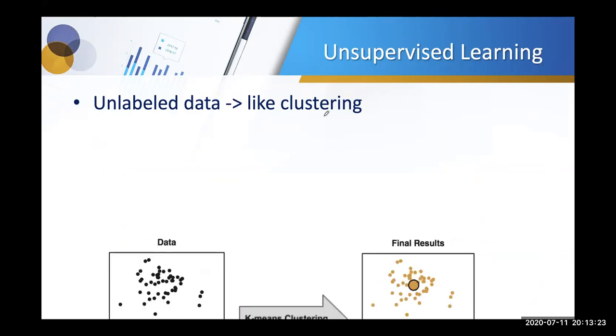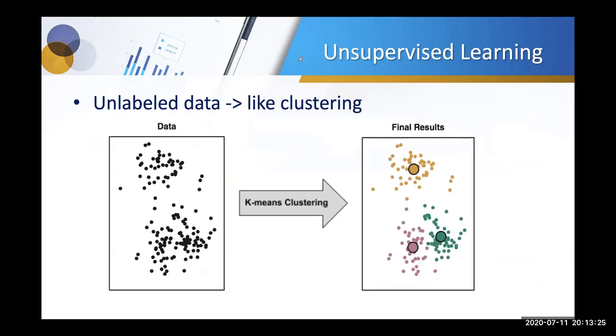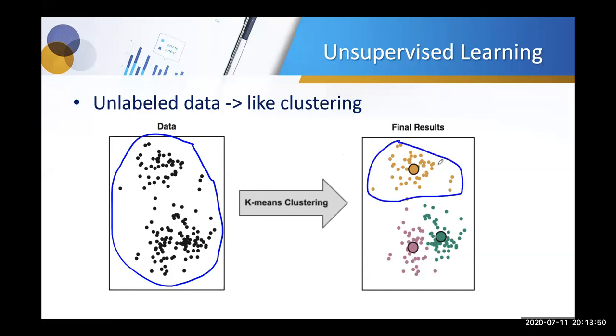Example, clustering. One of the most popular techniques in clustering is k-means. Basically, we are given a bunch of data right here, and we want to cluster these data, meaning we want to find similar data points and group them together. One way is just using k-means, as I said. So we find the data that are close to each other and assign them to this group, this group, and this group.